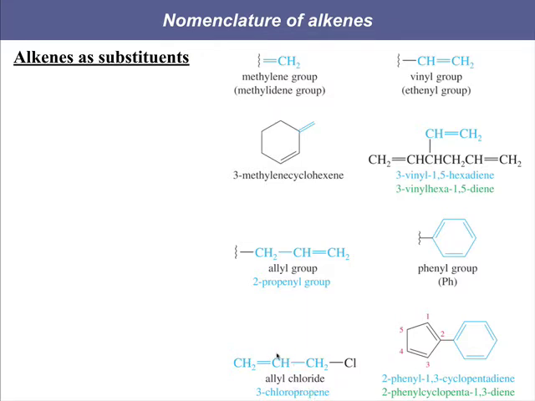Again, because there's only 3 carbons, the double bond's always going to be on the 1 carbon. And the chlorine is then going to be on the 3. So 3-chloro-1-propene.